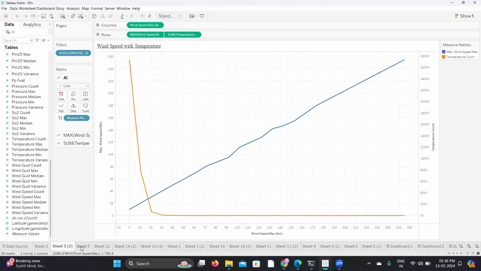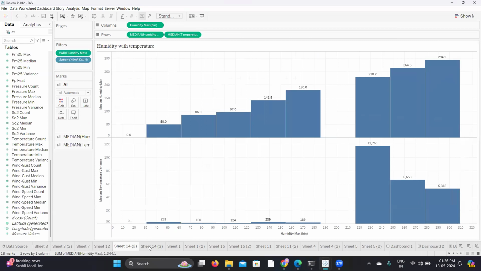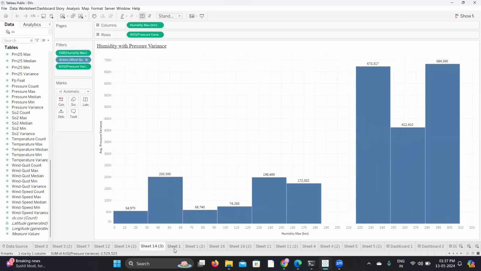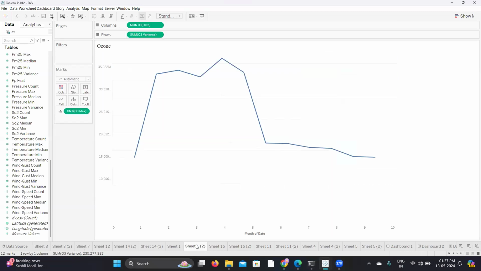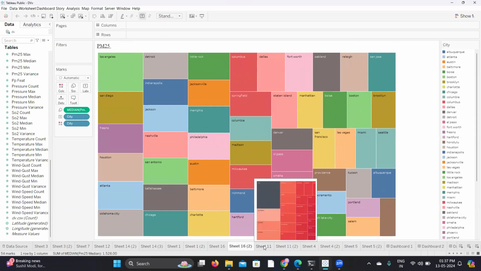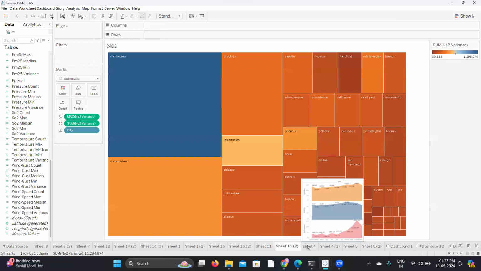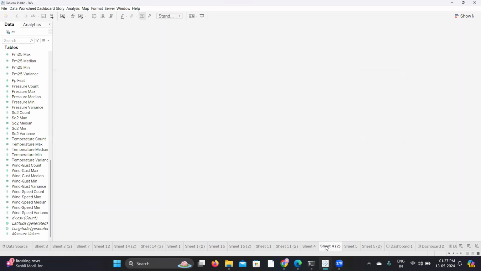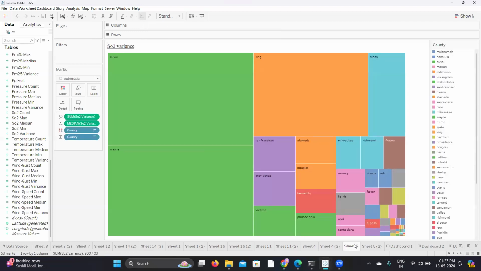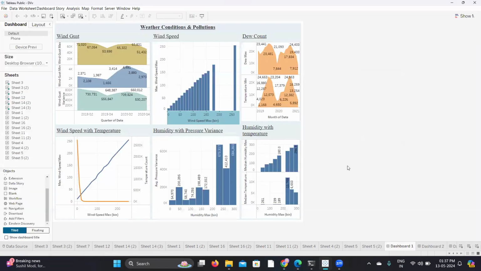This is wind speed with temperature, wind gust, dew count, humidity with temperature, humidity with pressure variance, ozone, PM2.5, again PM2.5 for all the cities, NO2, NO2 with some PM10, PM10, SO2 variants with all the cities. So we have created dashboards for this. So let me explain the dashboards now.